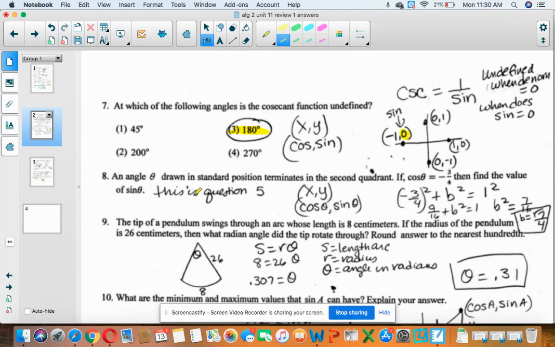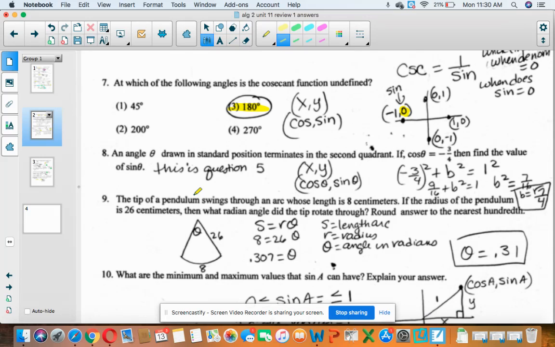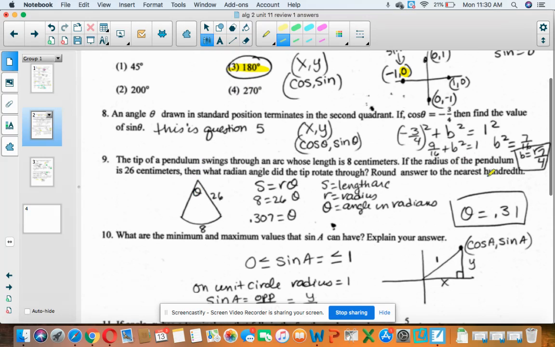Question 8, we don't have to do. That was question 5. It just got repeated. I'm not sure why. This is a non-multiple choice version of question 5, but it's the exact same question. I get an answer of radical 7 over 4.